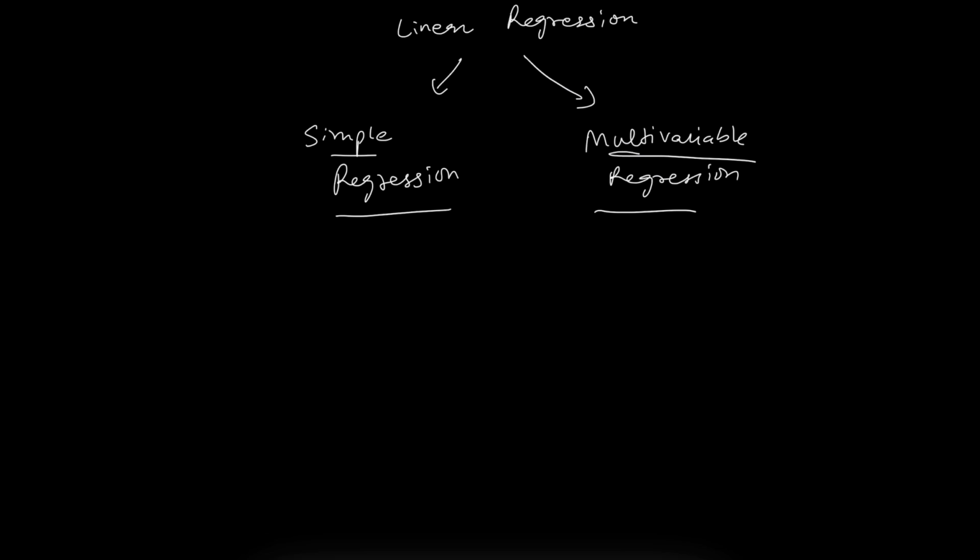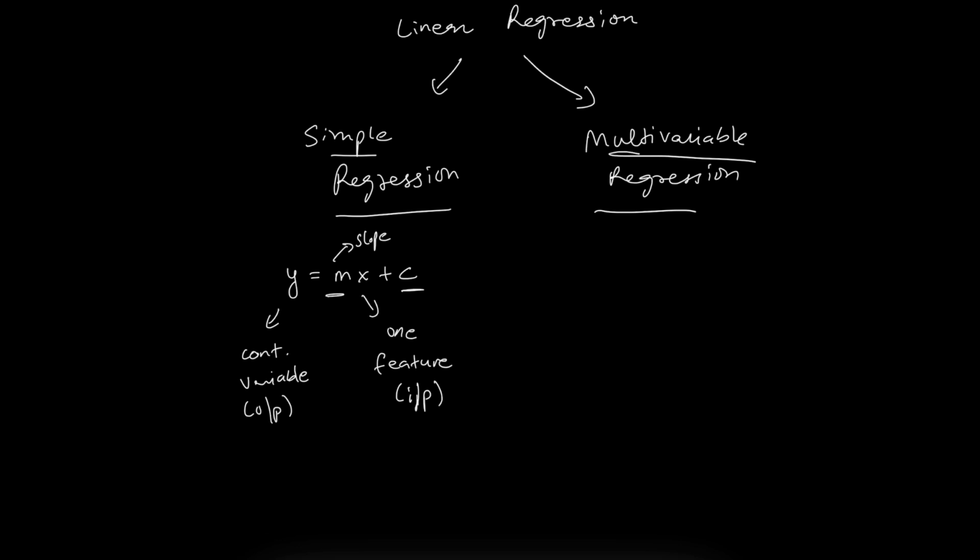So in simple regression, we assume the function has a form of y equals mx plus c, where we only have one feature and we need to predict the continuous variable, which is our output. This is our input, and we need to find the optimal values of slope and bias. And these are the requirements and features of simple regression.